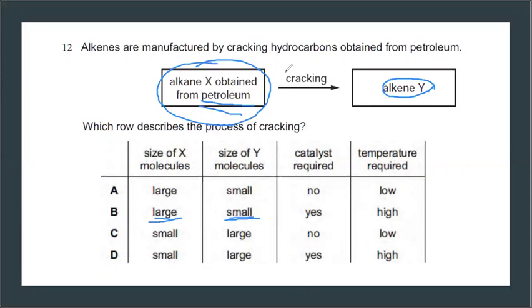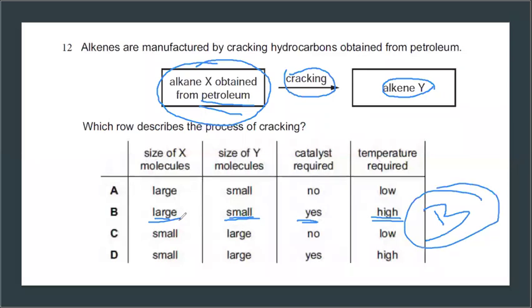Would they need a catalyst? Yes, they would need a catalyst to lower the amount of energy, but you would need high temperatures, 500 to 700 degrees Celsius, for this reaction to happen. So your answer for this one would be B as in boy. Large X molecule, small Y molecule. Catalyst, yes, and high temperatures.